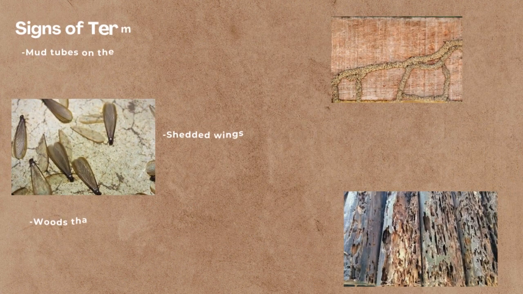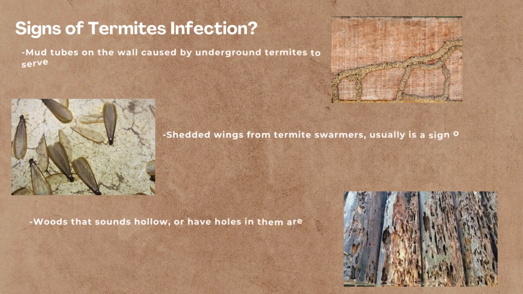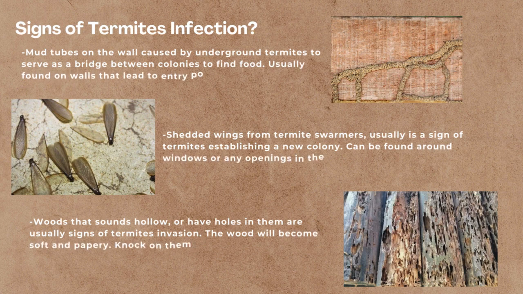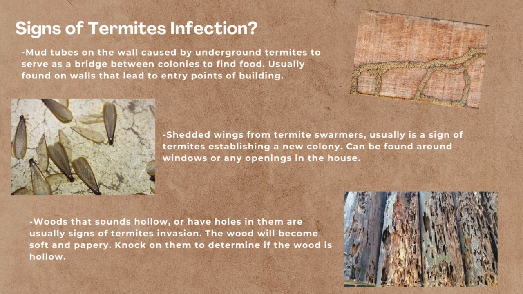There are a few signs of termite infestation. For the first one, black tubes on the wall are made by underground termites to serve as a bridge between colonies to find food, usually found on walls that lead to entry points of a building. For the second one, shed wings from termite swarmers. It usually is a sign of termites establishing a new colony. It can be found around windows or any openings in the house. For the last one, woods that sound hollow or have holes in them are usually signs of termite invasions. The wood will become soft and papery. When knocked on, we can determine if the wood is hollow.